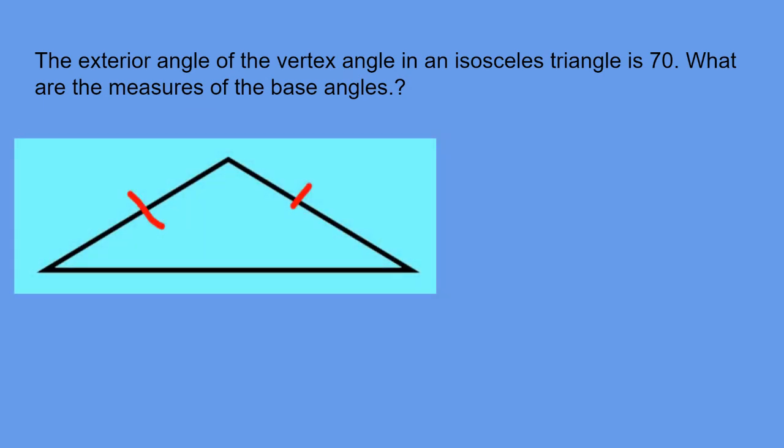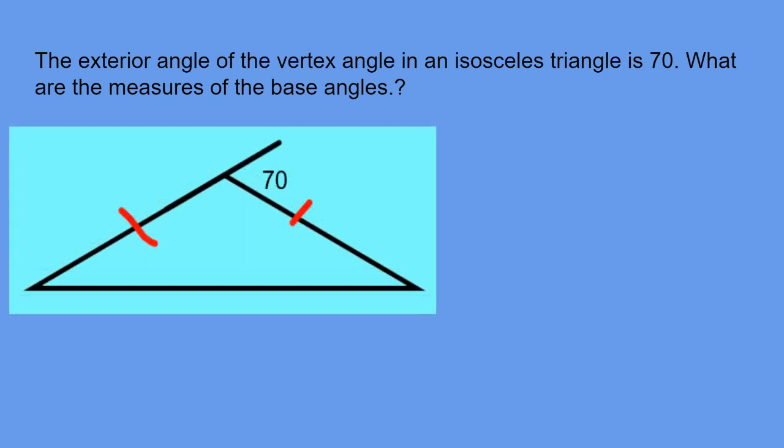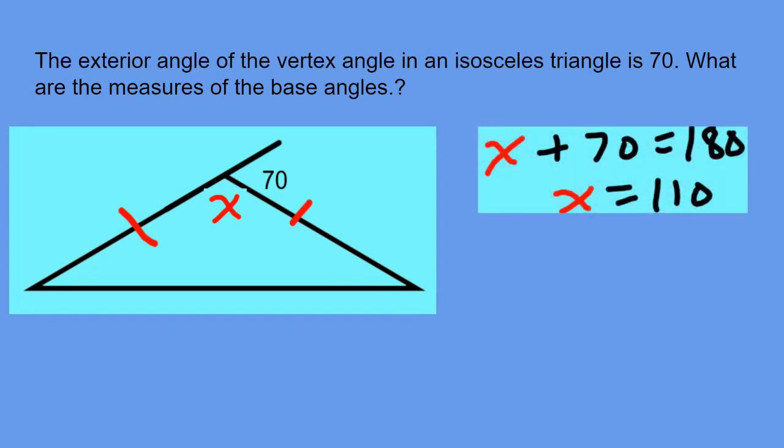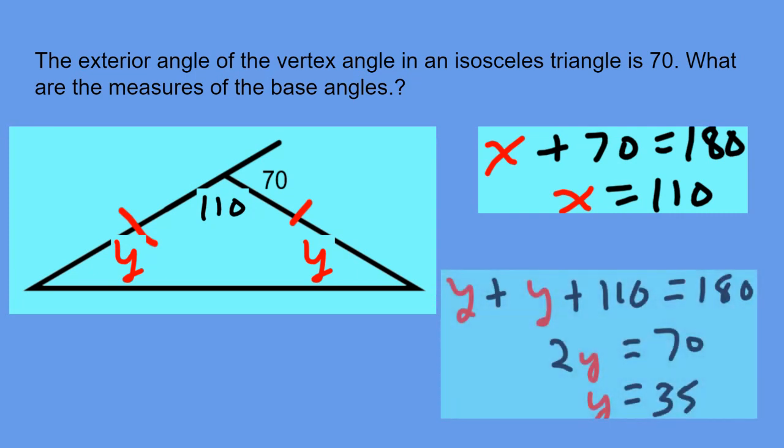So here we have an isosceles triangle. The vertex angle's exterior angle: we extend the side at the vertex, and that exterior angle is going to be 70. We can call the vertex angle X. Those two angles make a linear pair because they form a line. So they add to 180, and X is 110. The two base angles have to be the same, so we could call them Y. And the sum of the three angles has to add to equal 180 degrees. So Y would be 35.